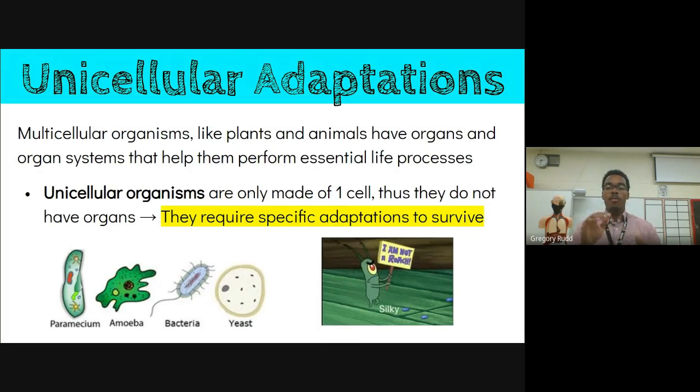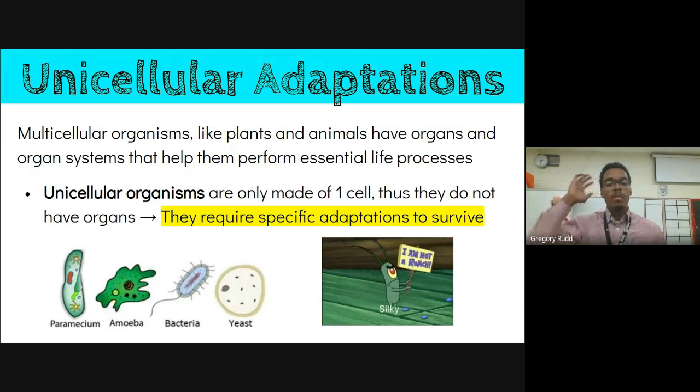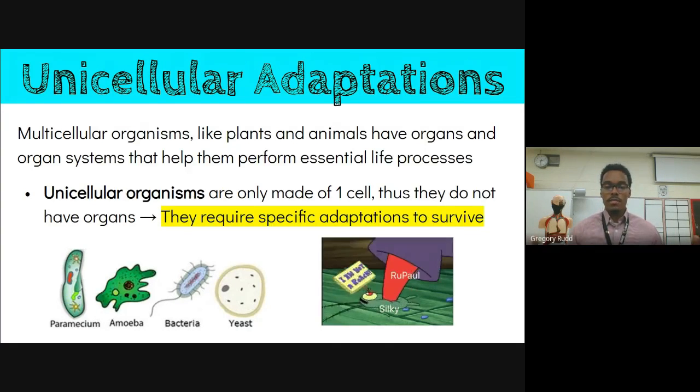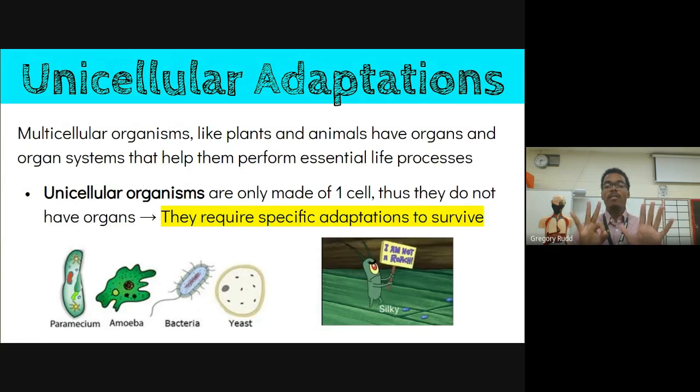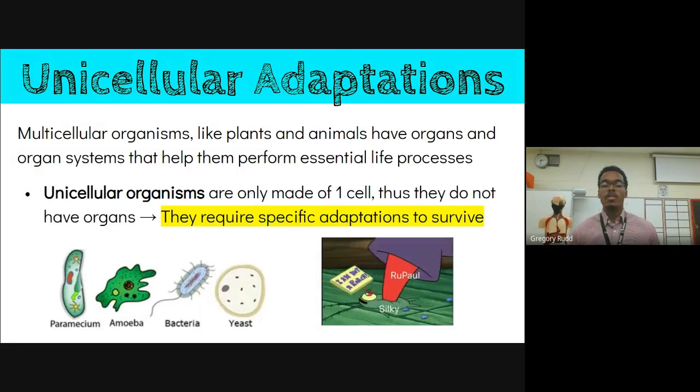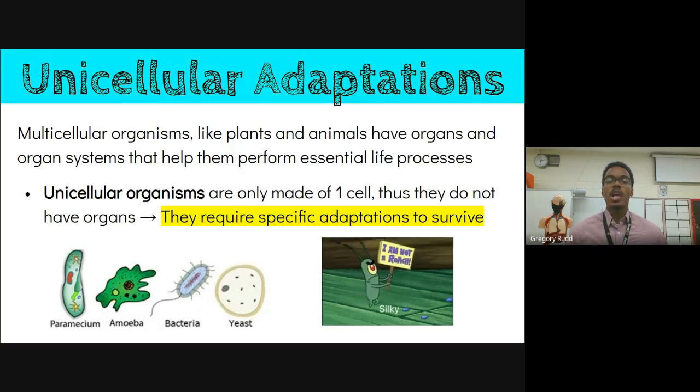So we have these other specifications that allow us to do STERNGER. But unicellular organisms don't have all those things because they're just made up of one cell. So they have to do everything with just one cell. They still have to do those essential life processes: synthesis, transport, excretion, regulation, nutrition, growth and development, respiration, and reproduction. They still have to do all 8 of those, but they can't rely on all different types of cells and organs to do it. They need to do all of them essentially internally. So they require what we call adaptations to survive.